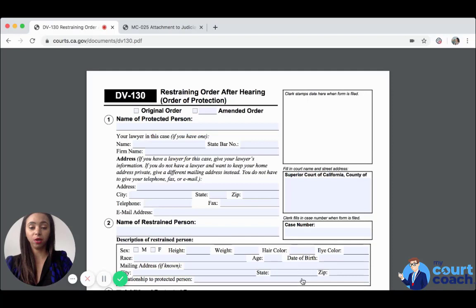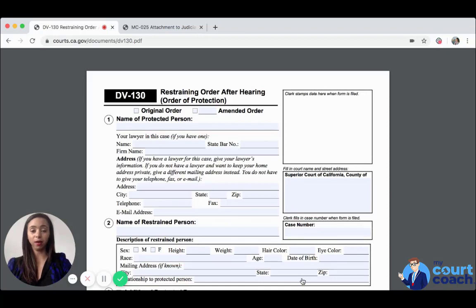So for the original order, that would be after your restraining order hearing. So we already had the temporary restraining order issued. 3 weeks has gone by. You went to the hearing date that's on your notice of court hearing, and you won your restraining order. So you would have to actually prepare this in advance of your restraining order hearing.